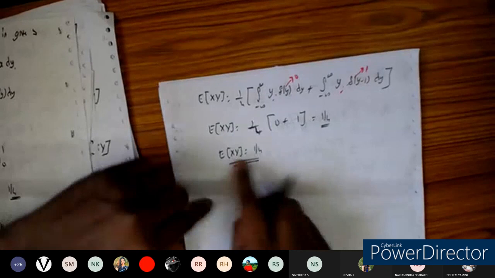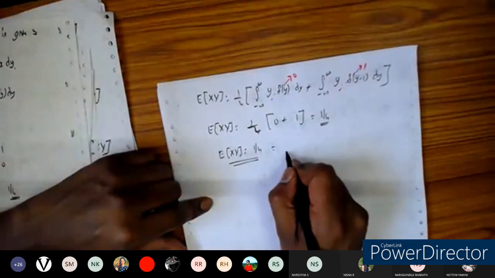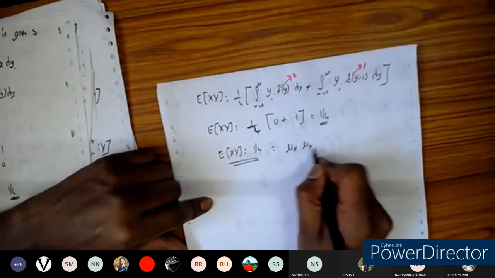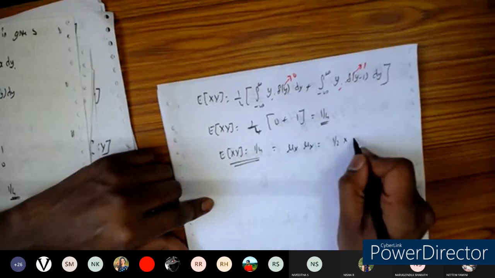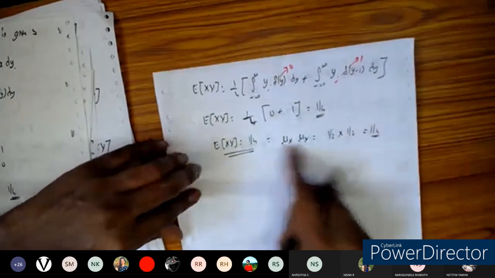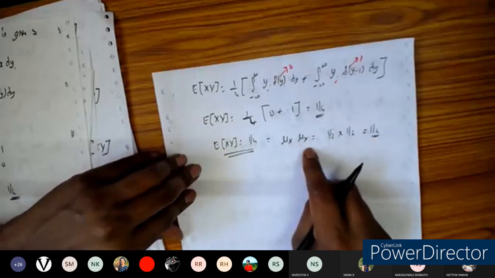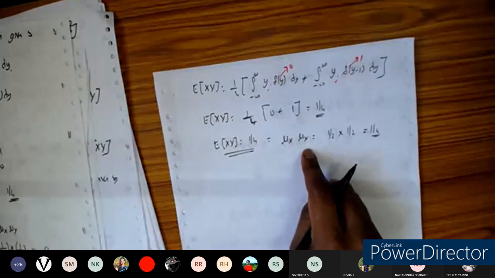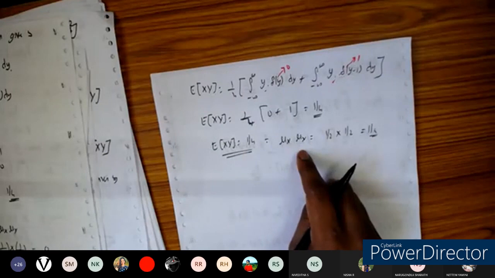If the correlation is equal to 1 by 4, we can say this is equal to the product of nu x into nu y. So nu x is 1 by 2 and nu y is 1 by 2, so this will become 1 by 4. If the product is equal to 1 by 4, then the covariance will be equal to 0.